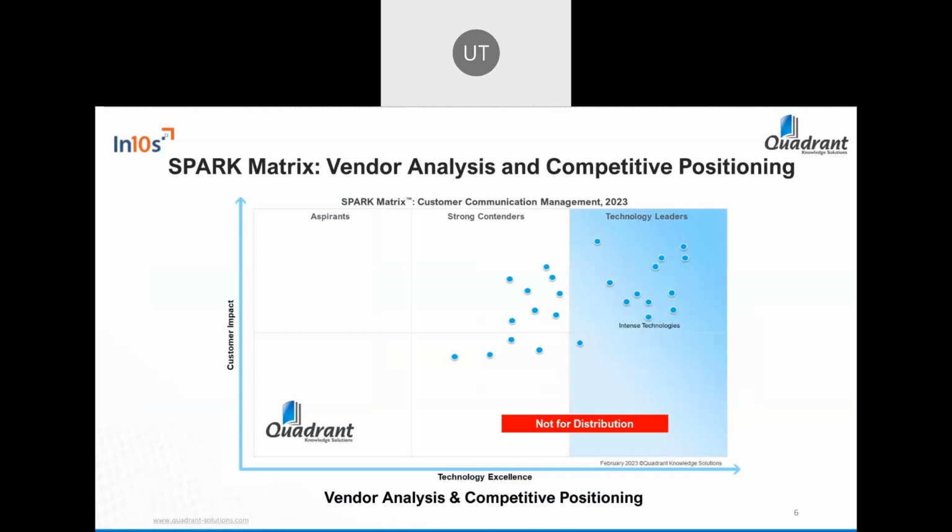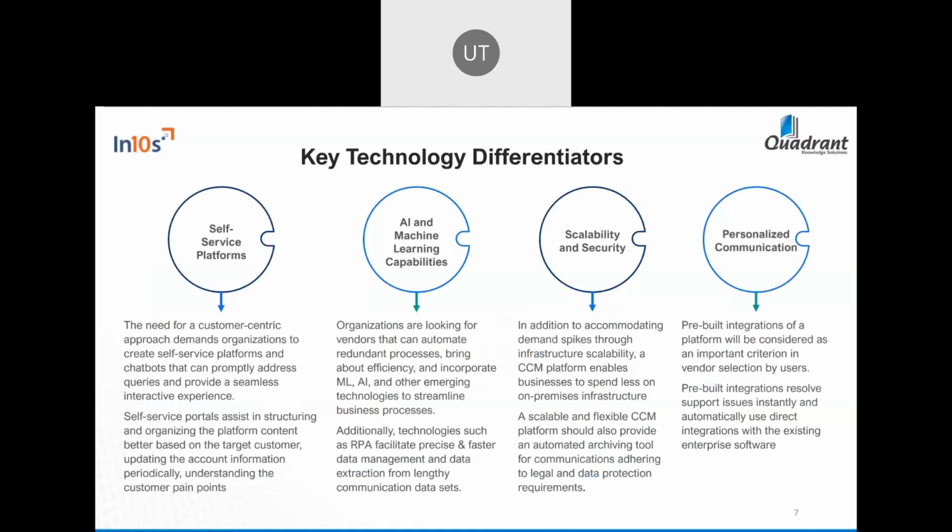This is just a representation of the 2023 Customer Communication Management Spark Matrix, and you can see In10s Technologies has been positioned as a technology leader. This is where we rate our vendors on customer impact and the technology excellence, those two evaluation criteria I was talking about earlier. And this is the position. This is the Spark Matrix that we share with our leaders, strong contenders, for them to showcase their capabilities and their achievements. Bhavna, if you could move to the next slide.